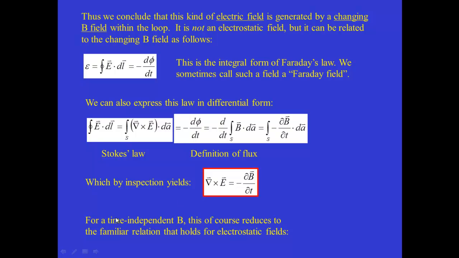And just note that for a time-independent magnetic field, such as what we assumed leading up to this chapter when we talked about magnetostatics, this version of Faraday's law reduces to the familiar equation that we know holds for electrostatic fields. So what we've basically done now is we've taken this original expression for the curl of E and generalized it to treat the special case where there are changing magnetic fields, and in that case the right-hand side will not be zero.